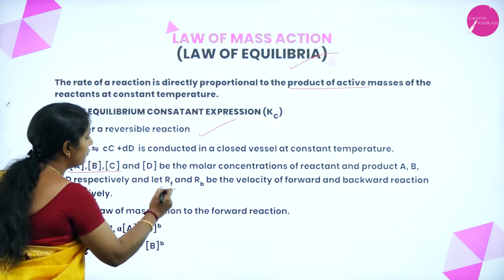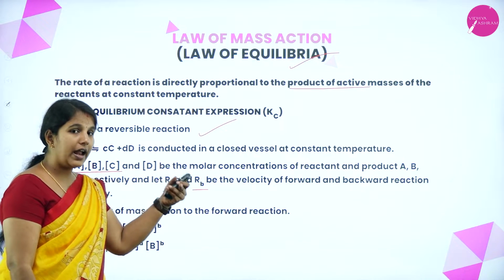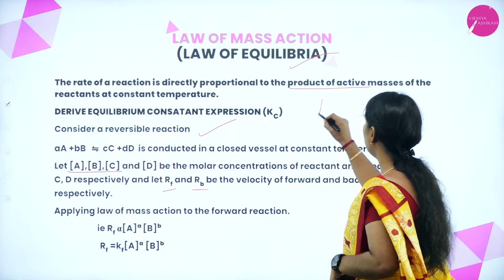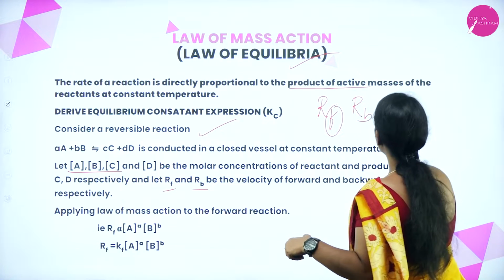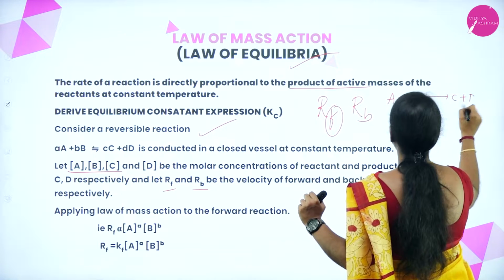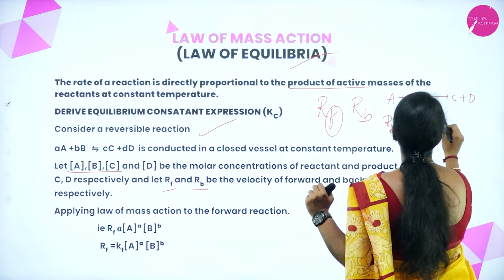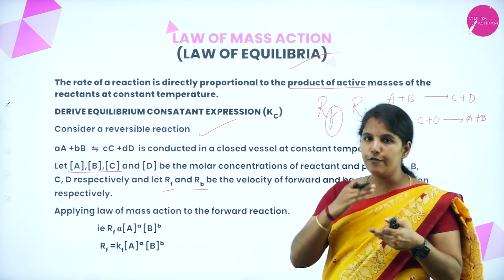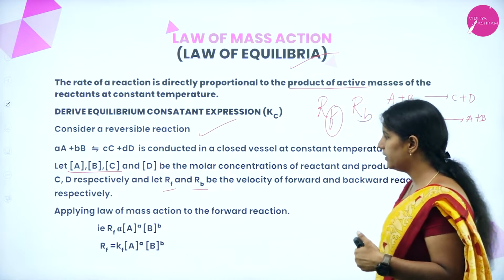Let Rf and Rb be the velocity of the forward reaction and the velocity of the backward reaction respectively. What do Rf and Rb stand for? Rf means the reaction which is taking place in the forward direction, that is, aA plus bB is giving rise to cC plus dD. Rb means cC plus dD is giving rise to aA plus bB. So, this is known as the velocity of the forward reaction as well as the velocity of the backward reaction.